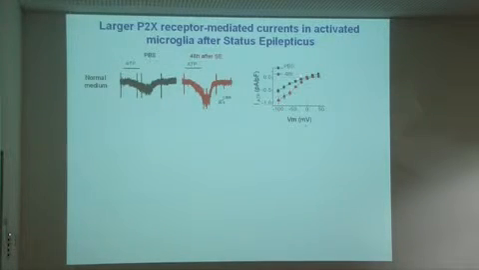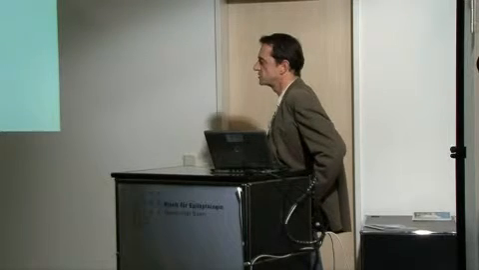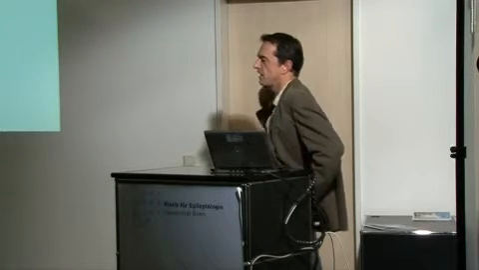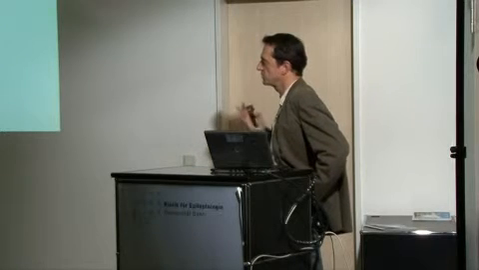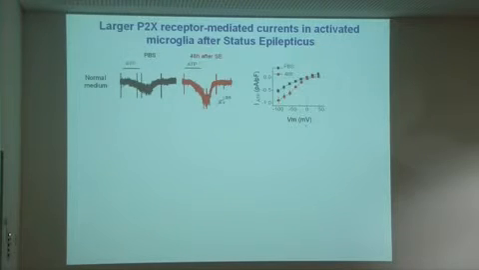So these are the group data, where you see the IV curve of the response for the responses activated by these ionotropic receptor-mediated responses in control animals and in epileptic animals. And you see that we have an increased conductance in these responses. So these responses are mostly due to the activation of ionotropic receptors, because we managed to block those that can be mediated by metabotropic receptors.